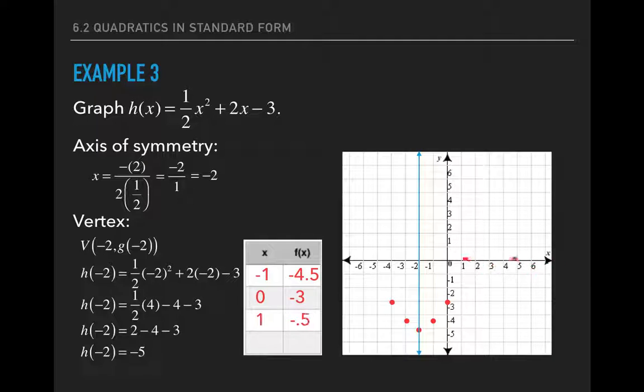We can do a couple more here. At 1, it would be negative 0.5, and you can reflect that on the other side. And then you would just want to sketch this, connect those dots in a nice parabolic shape.